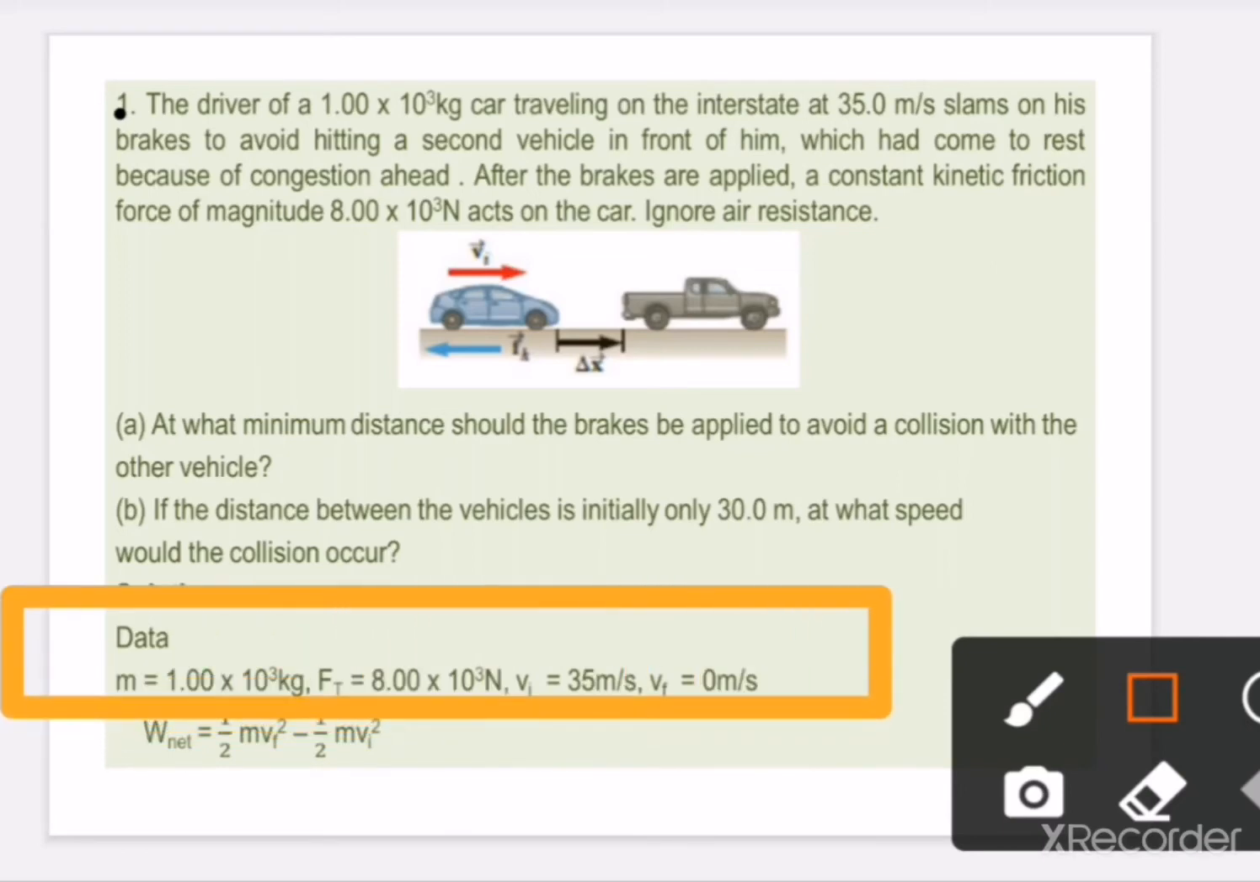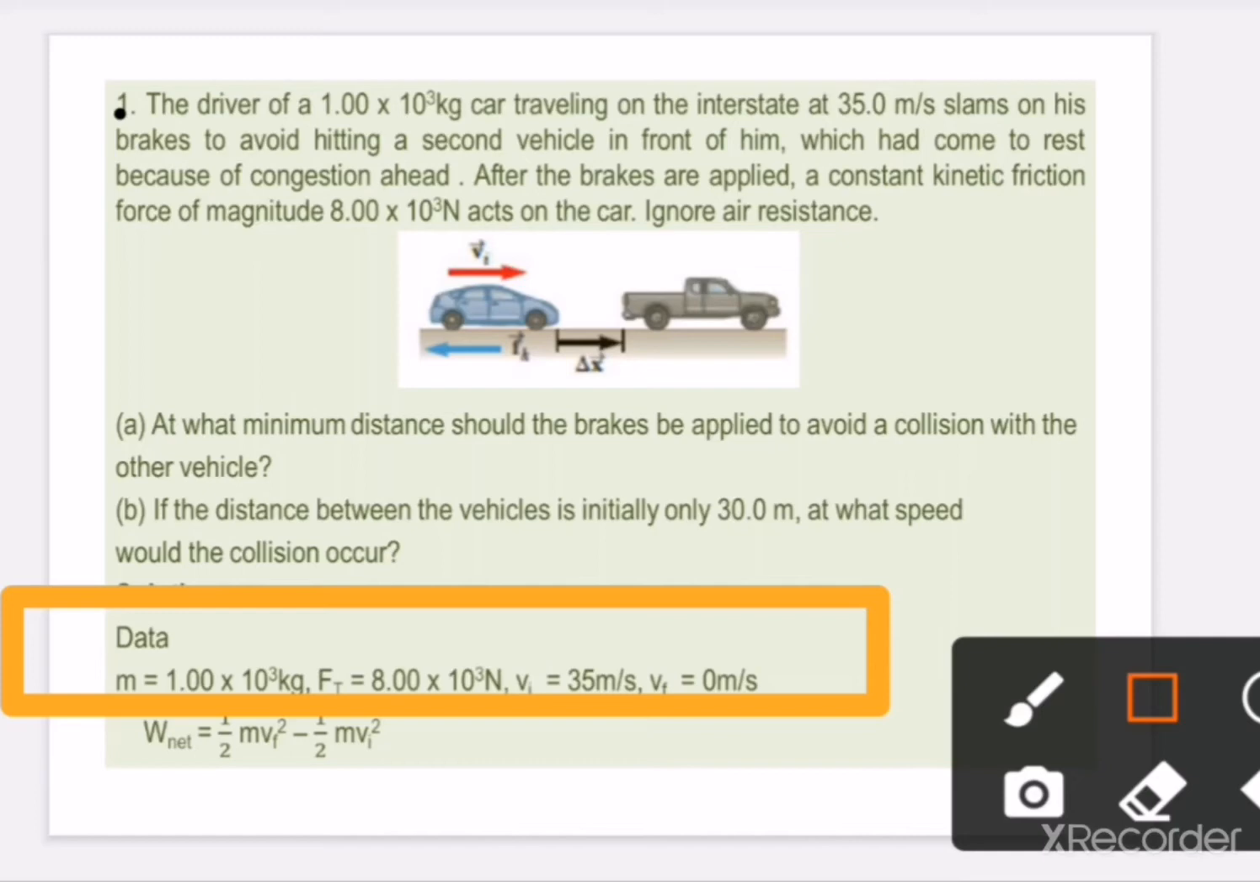So I've been given the mass of the car as 1.00 times 10 to the power 3 kg. The kinetic friction force, which is bringing this to rest, is 8.00 times 10 to the power 3 newtons, which is 8,000. And then the initial velocity Vi is given by 35 meters per second. And then the final velocity, of course, is going to be 0.0 meters per second because it has to stop before it hits the other vehicle, right?